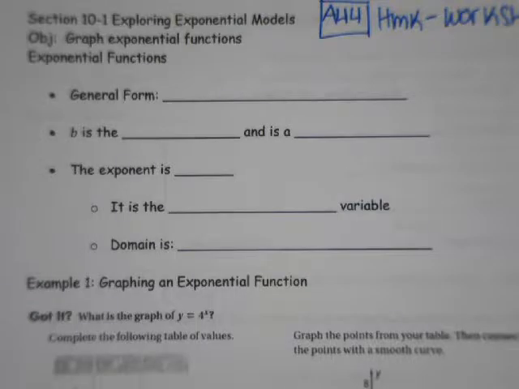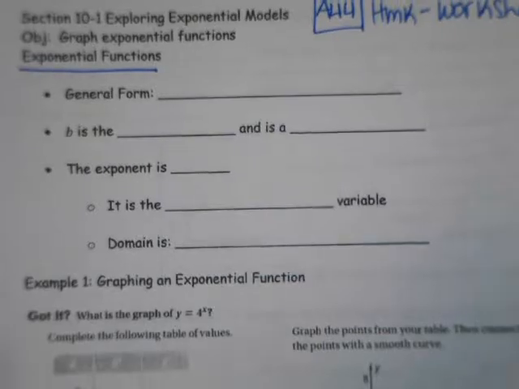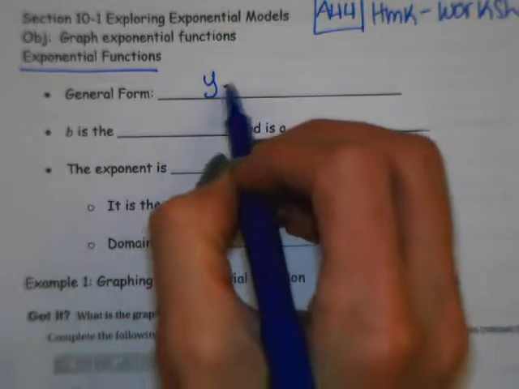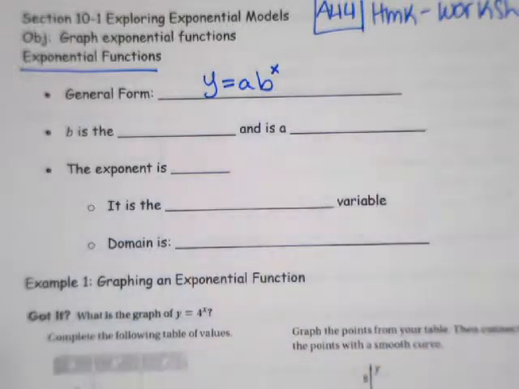Okay? So we are going to be working with that, which means we are going to be plotting points, we are going to be doing graphs just like we did before, but they're going to be different now based on the fact that we have a different type of equation. Okay? So when dealing with exponential functions, it comes in a general form. And the general form is kind of what you saw. It's y equals a b to the x.